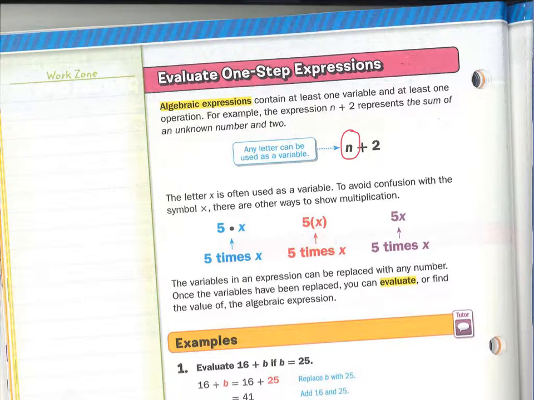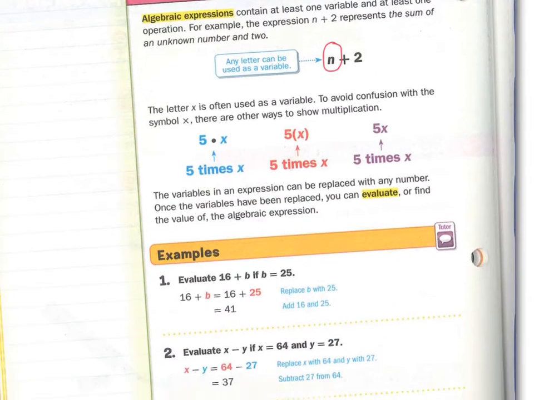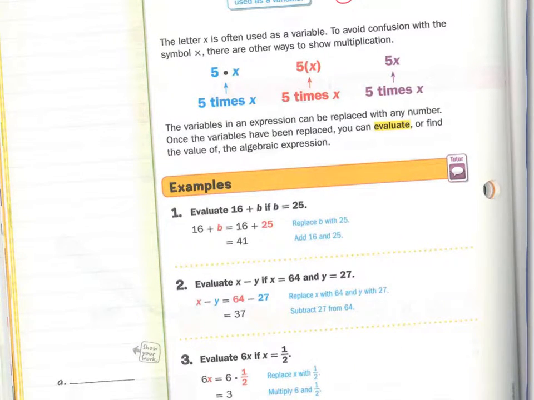Okay, so a couple things that you need to be familiar with here is that the letter x is often used as a variable, and to avoid confusion with x, there's other ways to show multiplication. So I want you guys all to be very familiar with this. The dot, again, these are things we've kind of talked about this year, so hopefully this is going to be a review. If we have the dot, that means to multiply. If you have the parentheses, right, if you have 5 and then the x in parentheses or whatever variable in parentheses, that also means to multiply.